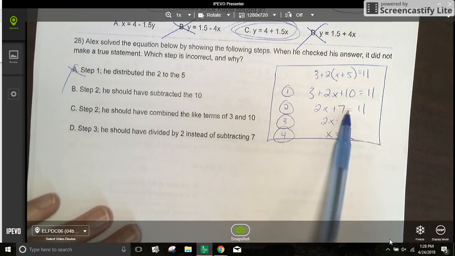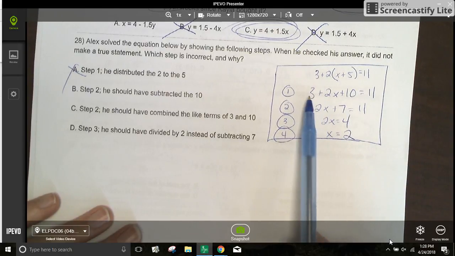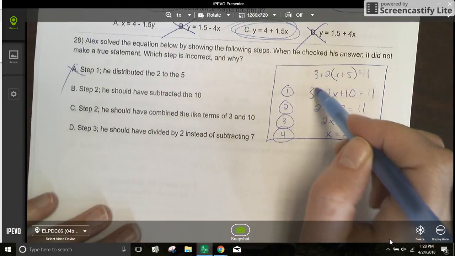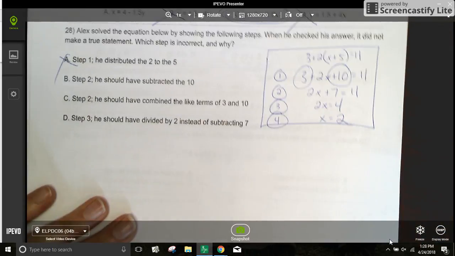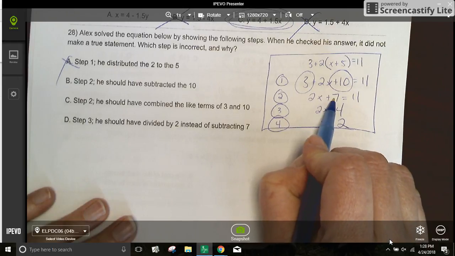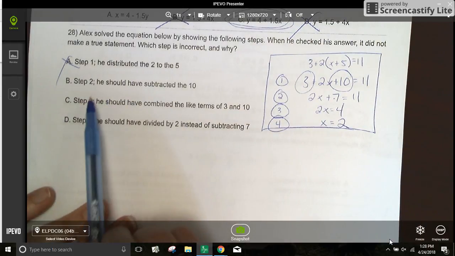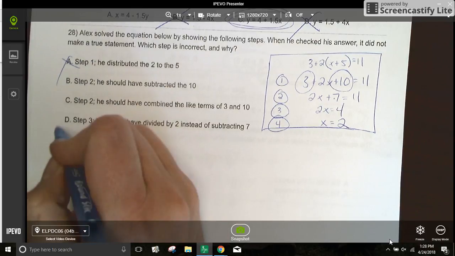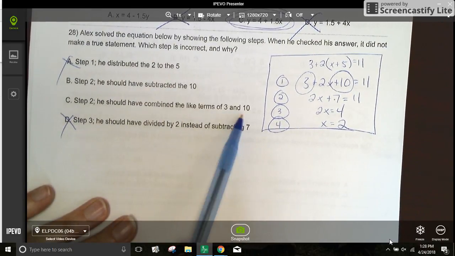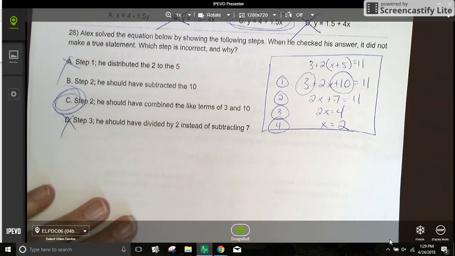In step 2, what you notice is they subtracted the 3 from the 10. But since the 3 and the 10 are on the same side, you would actually put like terms together. So this 7 should really be a 13, not a 7. So step 2 is the problem, and it's because they should have combined like terms, not subtracted like terms.